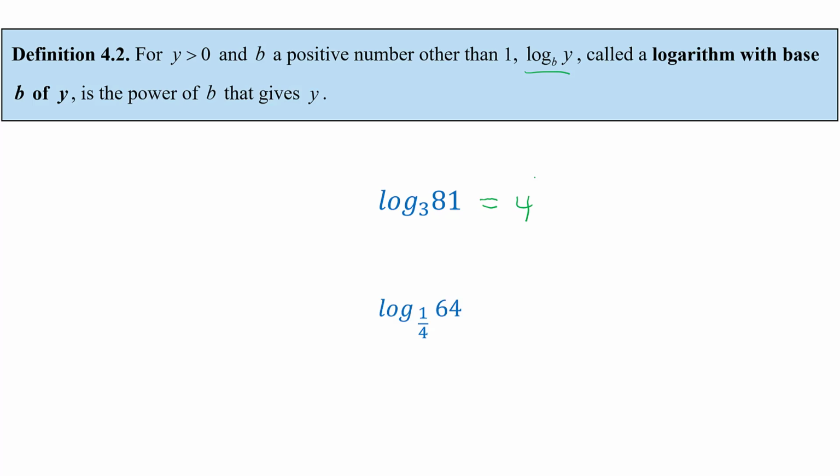Log to the base 1/4 of 64 is negative 3, since 1/4 raised to the power of negative 3 is equal to 4 raised to the power of 3, which is equal to 64.